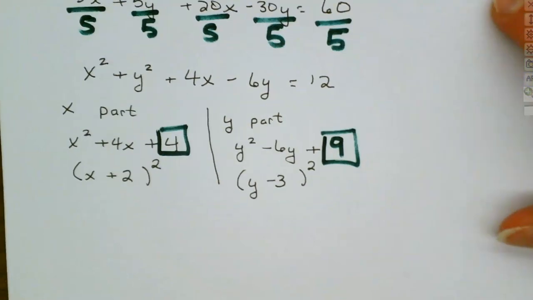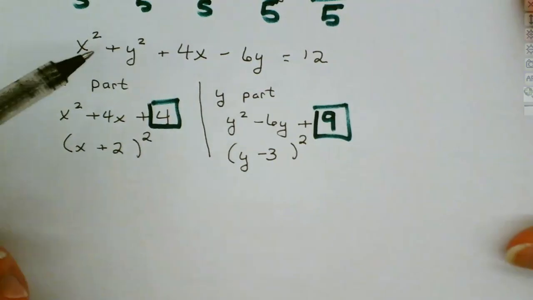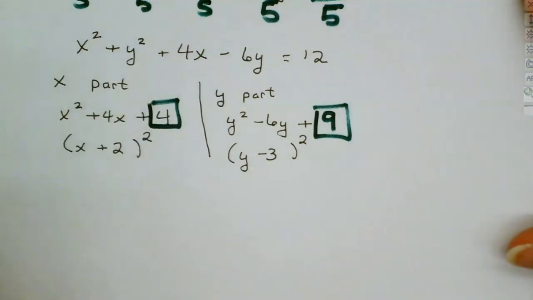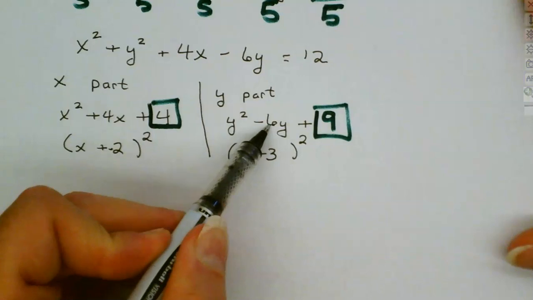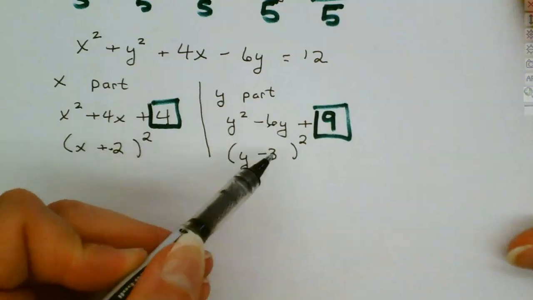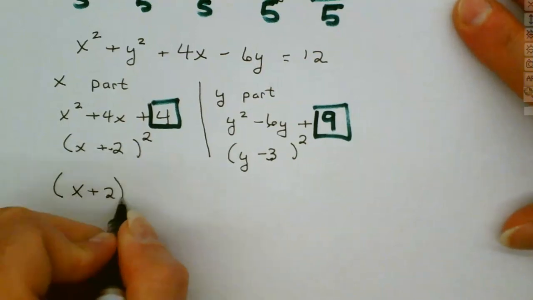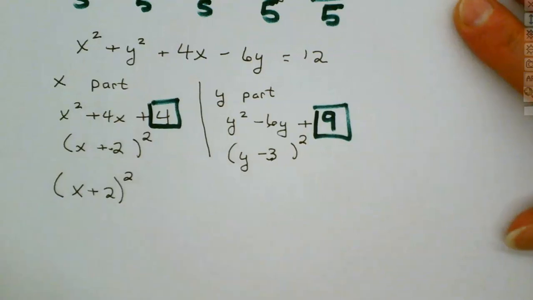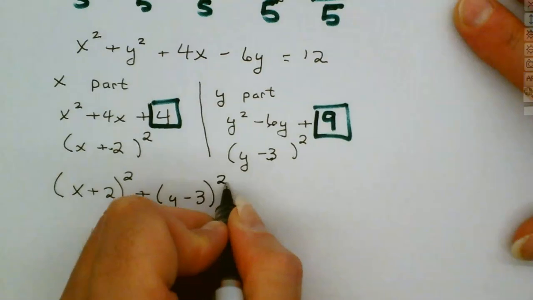Now we rewrite it. Okay? Yeah, I moved the 60 over first. I divided everything by a 5. Okay? And then on each side, what do I do for each part? Half and square. Half of 4 is 2. 2 squared is 4. Half of a negative 6 is a negative 3. 3 squared is 9. Now put the pieces back together. And that's x plus 2, quantity squared. Y minus 3, quantity squared.